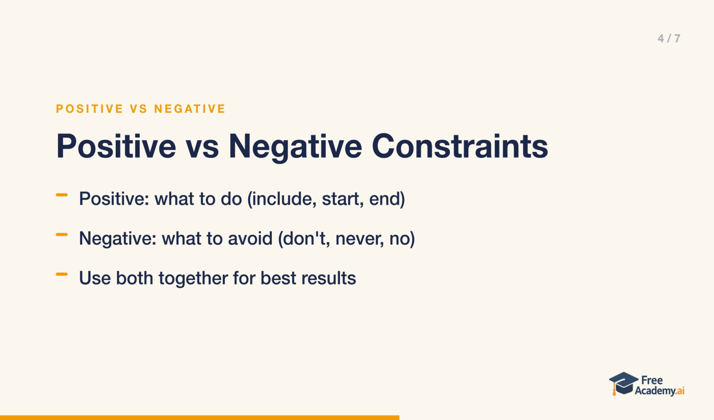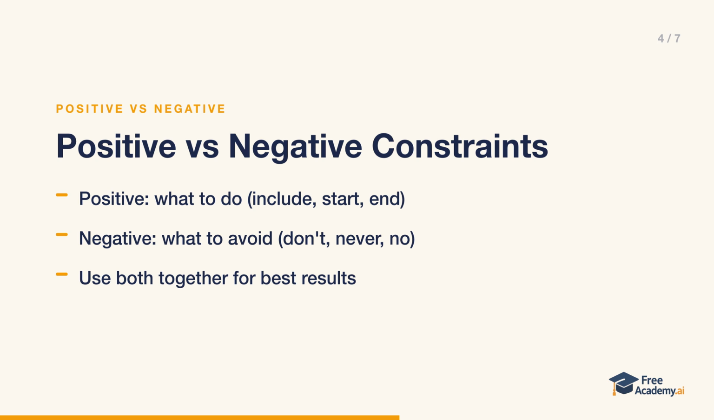Constraints come in 2 flavors, and good prompts use both. Positive constraints tell the AI what to do. Include 3 examples. Start with a hook question. End with a call to action. Reference the attached data. Negative constraints tell it what to avoid. Don't use passive voice. Avoid mentioning price. No personal opinions. Never use the word just.